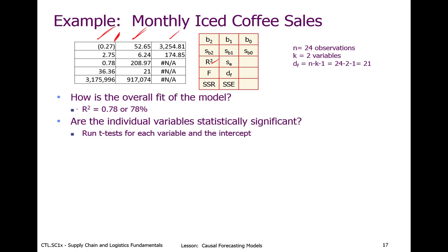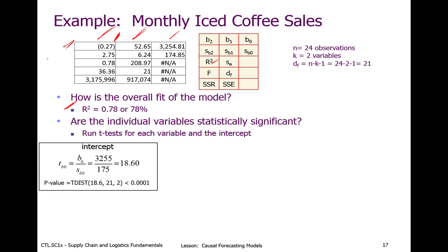So now, since we looked at the goodness of fit and that was okay, I want to look at these individual coefficients. So I'm going to run t-tests. Let's look at the first one for the intercept, and all I'm going to do is the t-statistic, which is just the estimate over the standard error for that. And I just rounded the terms here. Instead of 3,254.81, I just did 3255 over 175, and it gave me a t-statistic of 18.6. Plug that into my T.DIST function with a degree of freedom of 21 and a two-tailed test, and that number is tiny. It's much smaller than 0.0001. So I'm good there.